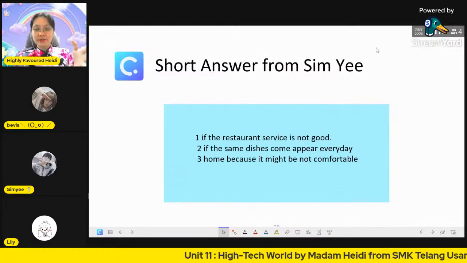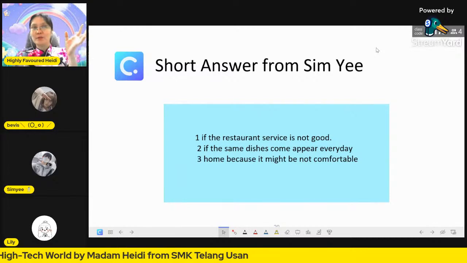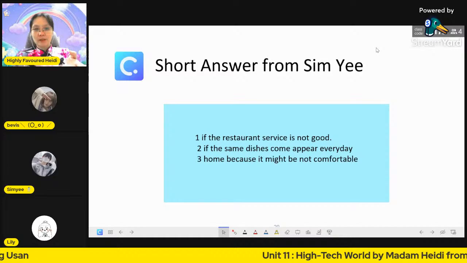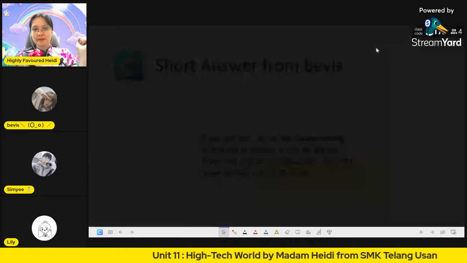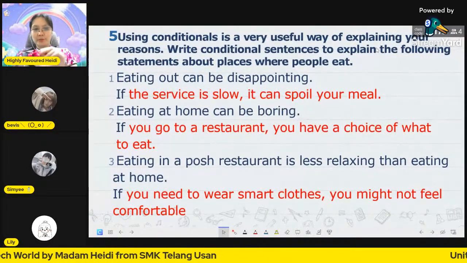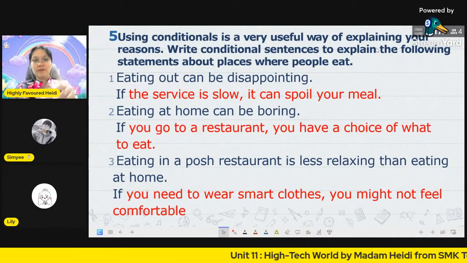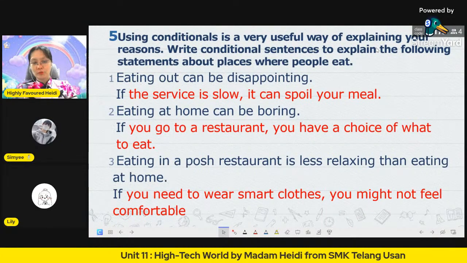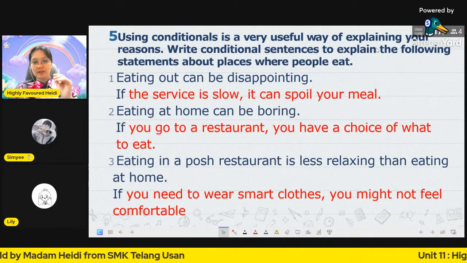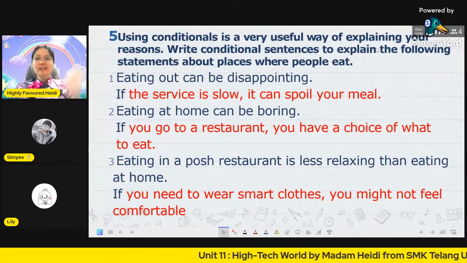This one, if the restaurant service is not good, correct? It's bad service. Dishes appear every day. If your mom cooks the same dish over and over again, it will be boring. The service is slow, it spoils your meal. You go to the restaurant, you have a choice of what to eat. At home, boring because you cannot choose what you want to eat, but in a restaurant you can choose. And eating in a posh restaurant is less relaxing because you need to wear smart clothes, you are not feeling comfortable.